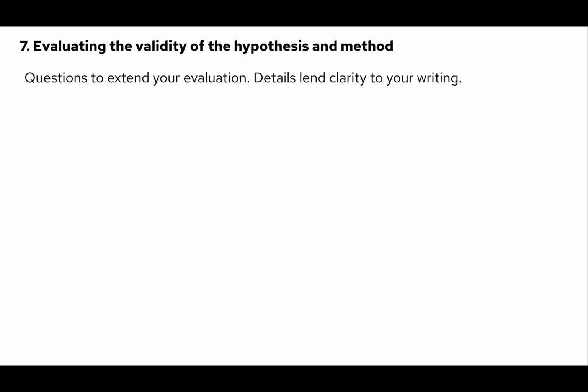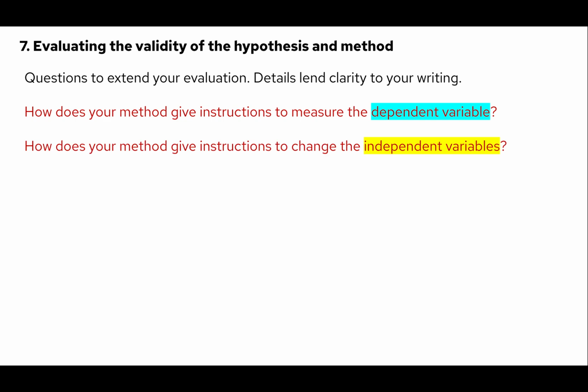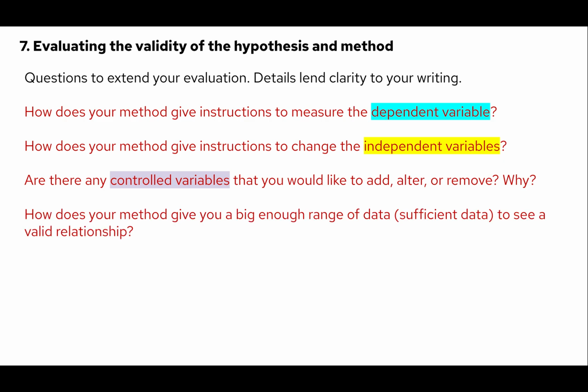Here are some more questions that you could use to extend your evaluation, because remember, details lend clarity to your writing. So you could ask, how does your method give instructions to measure the dependent variable? How does your method give instructions to change the independent variables? Are there any controlled variables that you would like to add, alter, or remove, and why? How does your method give you a big enough range of data or sufficient data to see a valid relationship?